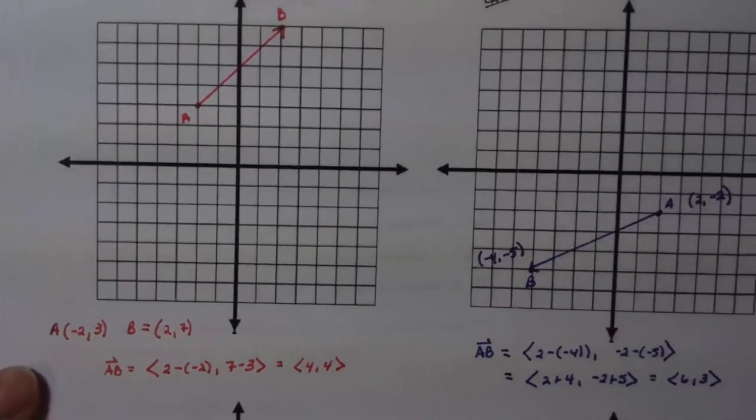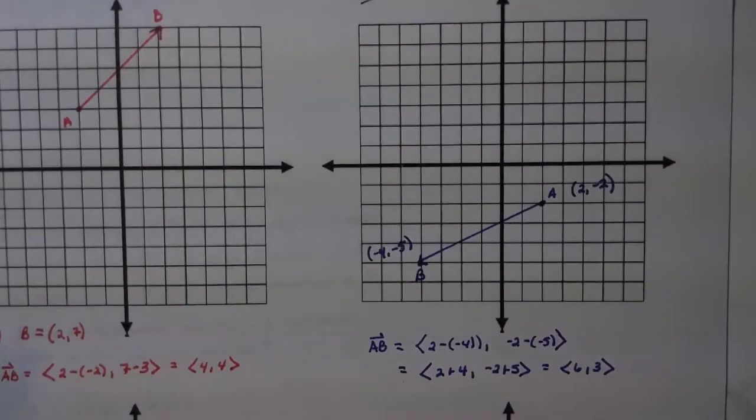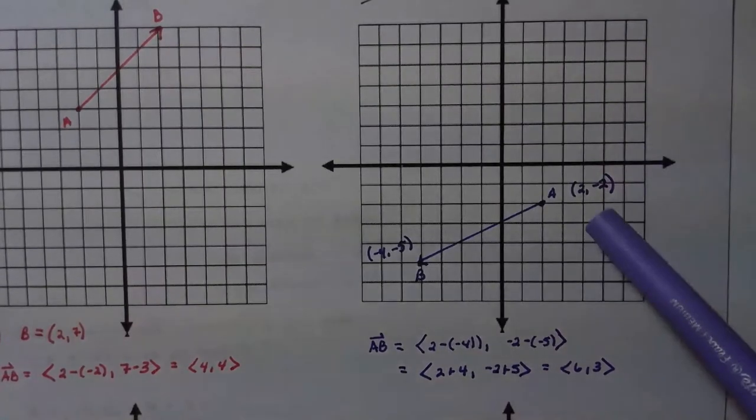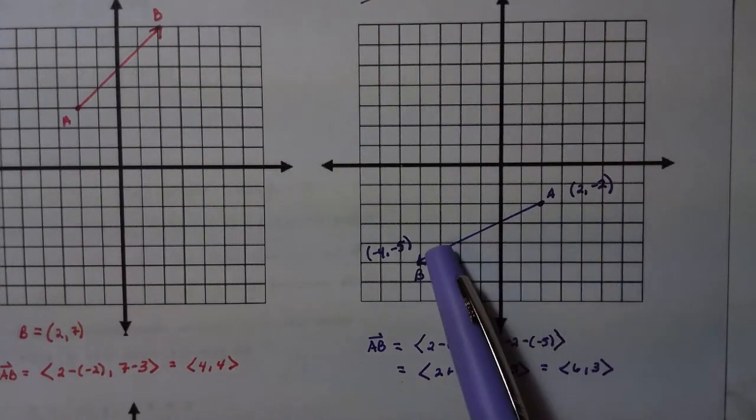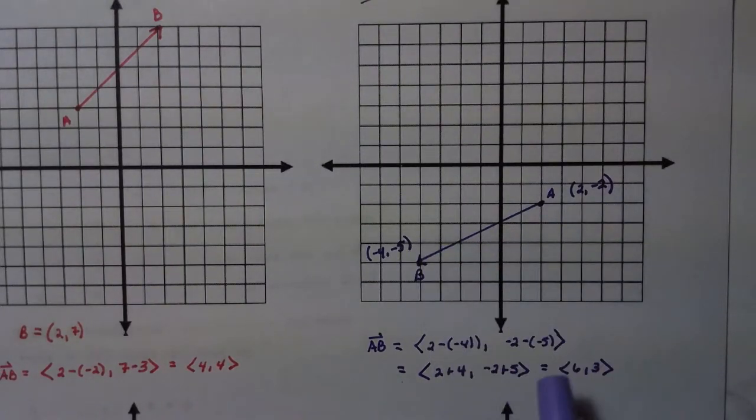Here's another one. Okay, there's a vector in the plane again. It has an initial and a terminal point. And if I want to find the component form of this vector, then I'm just going to subtract the x's, subtract the y's, if you want to think of it that way, and clean it up, whether I've got to add or subtract, and simplify it. So there's my component form.